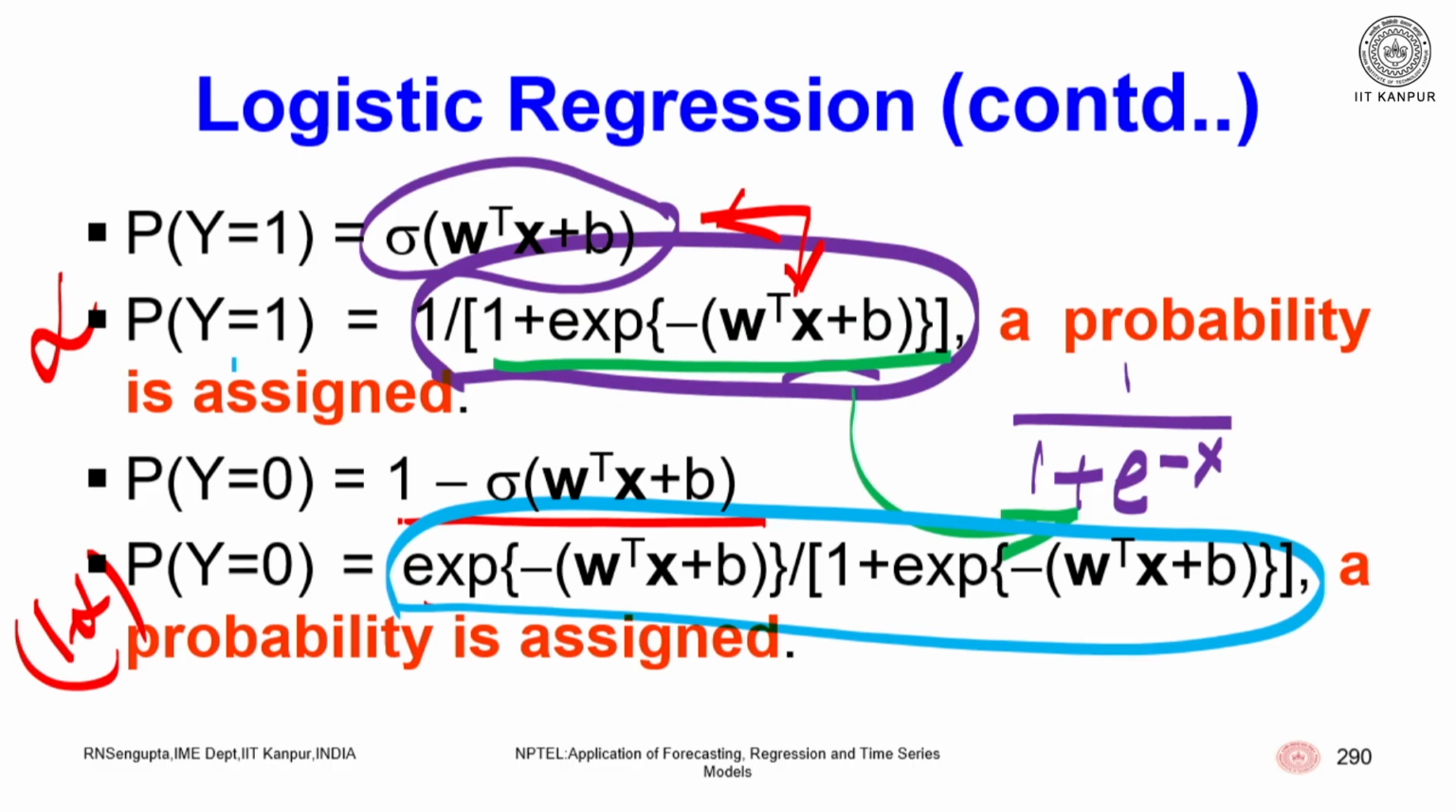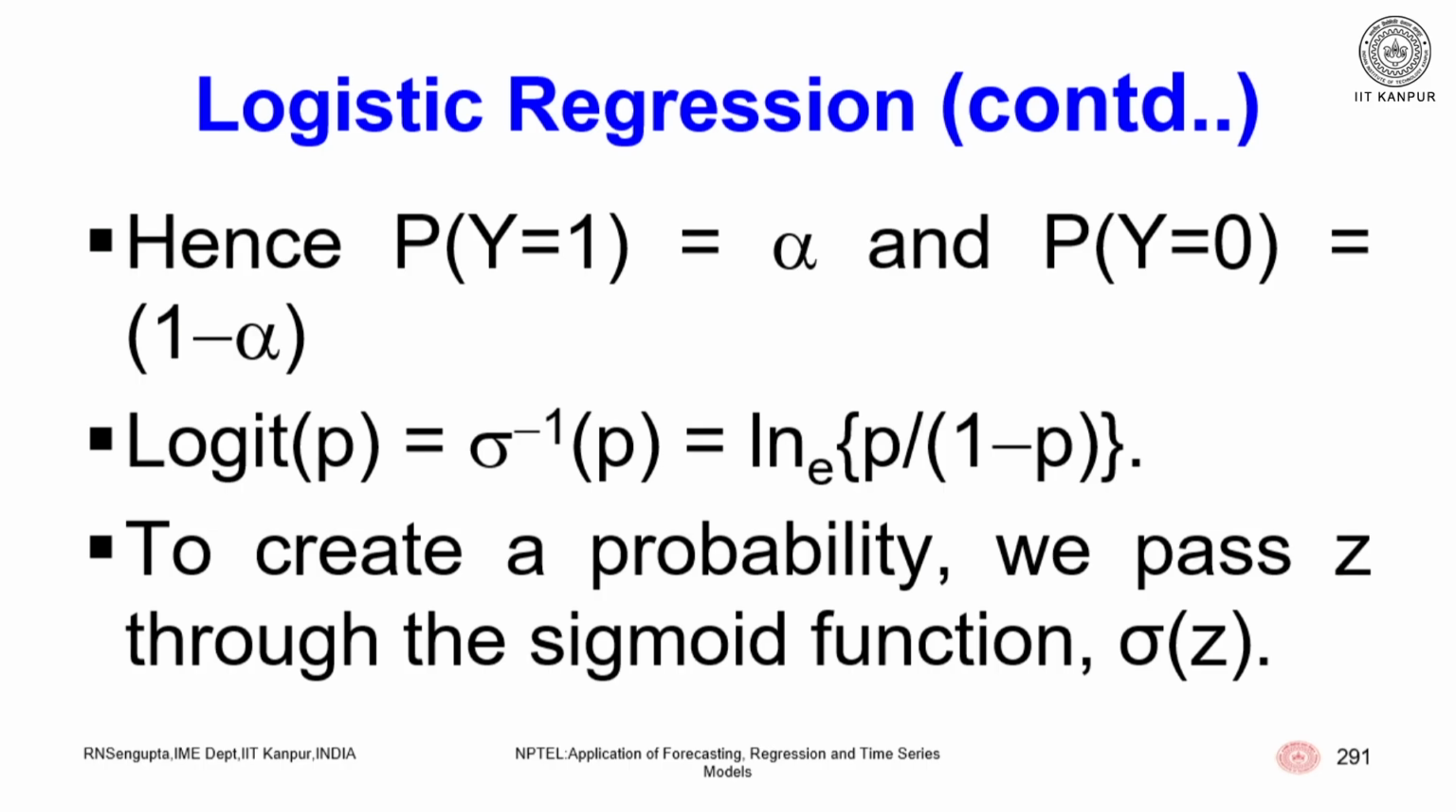So y is equal to 1 is category 1 on the left hand side, y is equal to 0 is category 2 on the right hand side, only two categories, binary. Hence, the probability y is equal to 1 is alpha, and the probability y is equal to 0 is 1 minus alpha. You can consider the logit value of p as the p value you find out, which is sigma inverse. To create a probability, we pass z through the sigmoid function and get the output as sigma z. This is what we are doing.